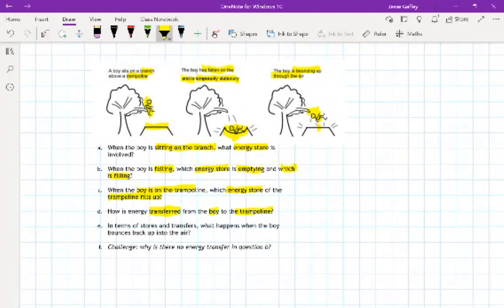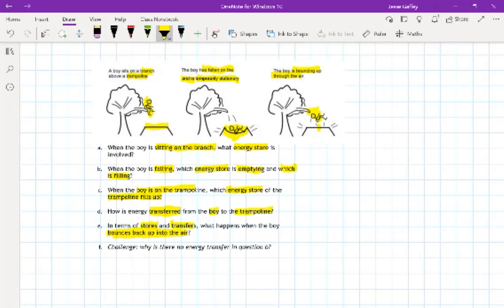In terms of the stores and transfers, what happens when the boy bounces back up in the air? Well, the stores that start to fill up as he moves up, the gravitational store is going to fill up. Okay, so as he moves higher and higher, his gravitational store is going to fill up. His kinetic store is going to empty slowly as he moves up. So his gravitational store is going to start to fill and the kinetic store is going to start to empty.